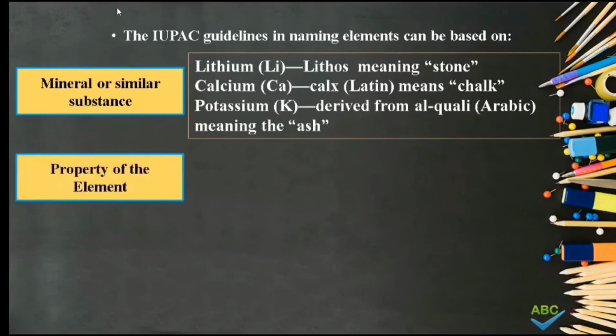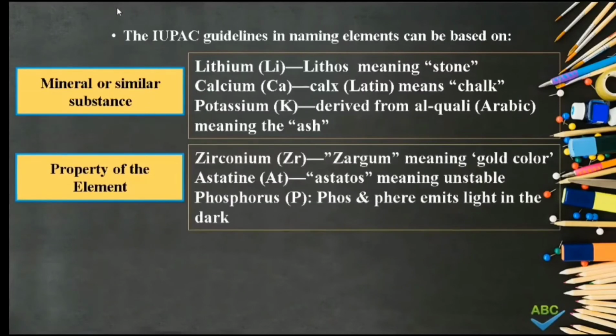Number 5, property of the element, such as zirconium, from Arabic word sargum, meaning gold color; astatine, from Greek word astatos, meaning unstable; and phosphorus, from the Greek words phos and pyr, meaning light-bearing, since white phosphorus emits light in the dark.